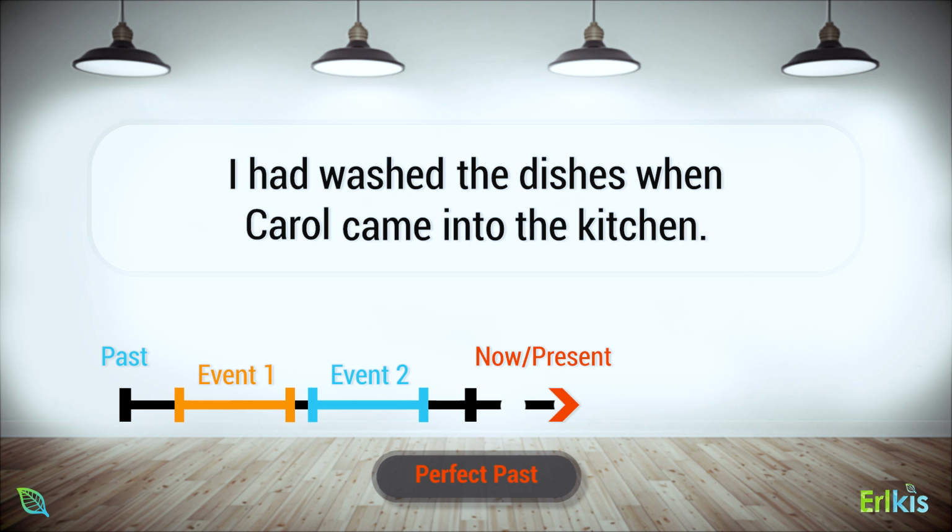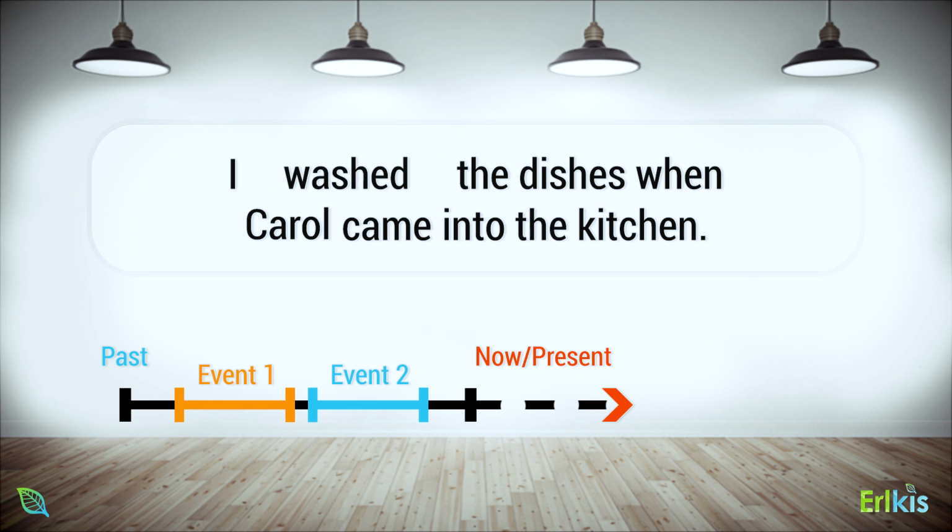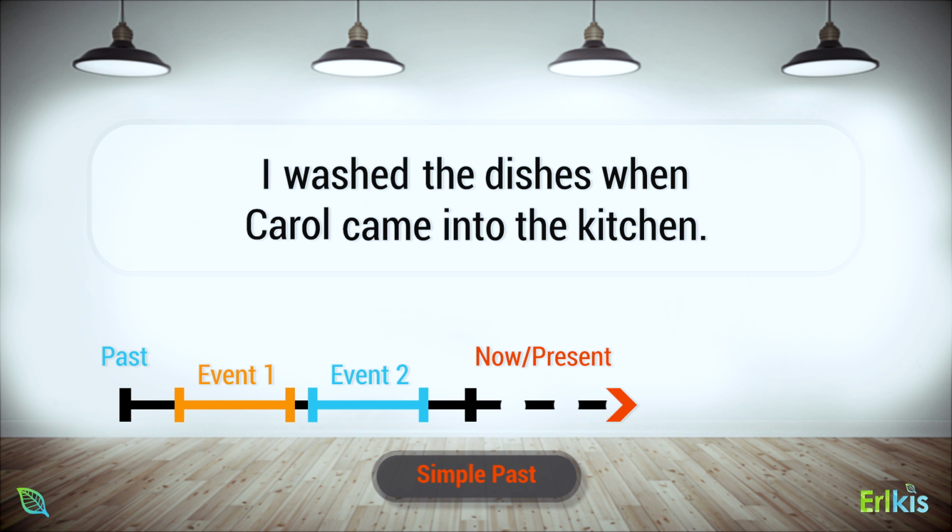We know from this example that washing the dishes came first. It was after the dishes were washed that Carol came into the kitchen. Her coming into the kitchen was the second event. Let's now look at the same sentence in the simple past to compare. I washed the dishes when Carol came into the kitchen.